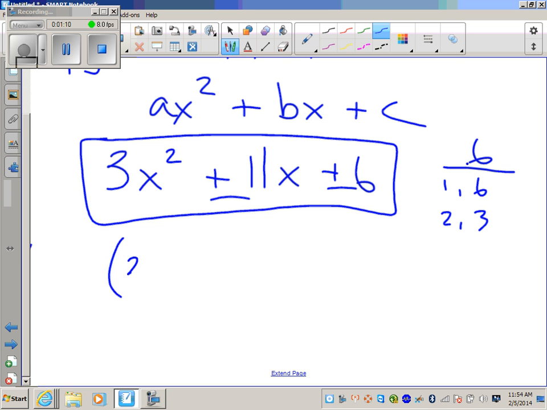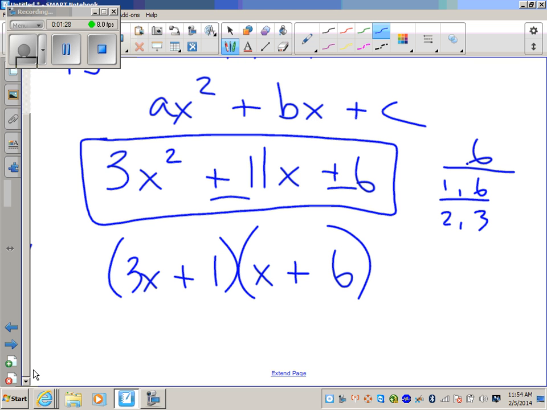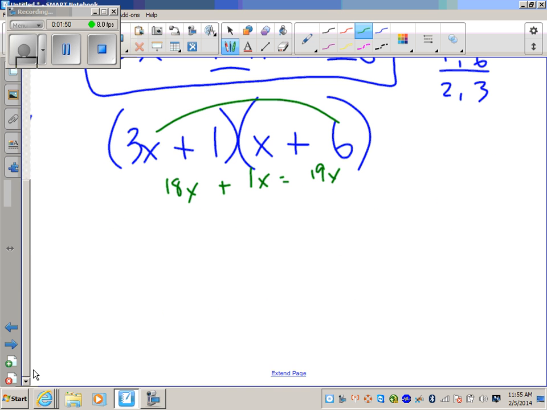From here now, I have to remember that I'm going to have a 3x, and that's going to have an influence when I start to try to FOIL this stuff out. For example, if I take them in order and just do the 3x plus 1 and the 3x plus 6, I don't need to worry about first or last. I need to worry about outer and inner. Outer is going to give me 18x. Inner is a 1x, which is going to equal the 19x. Is that what I'm looking for? No. So that one is gone.